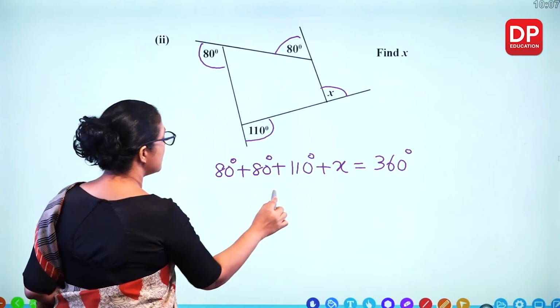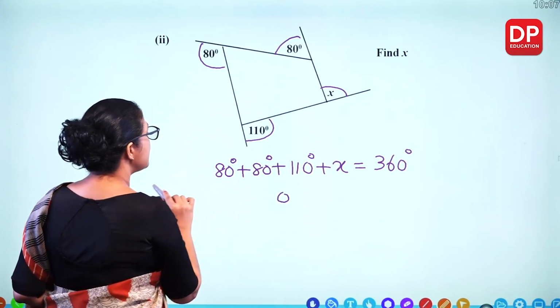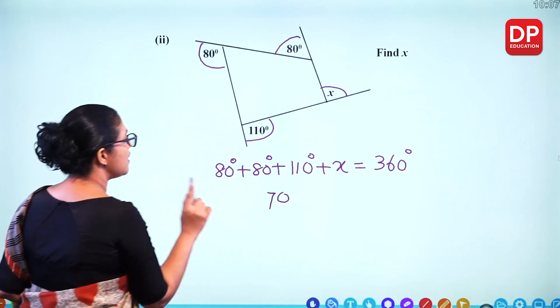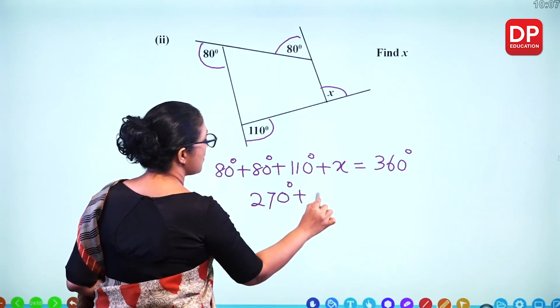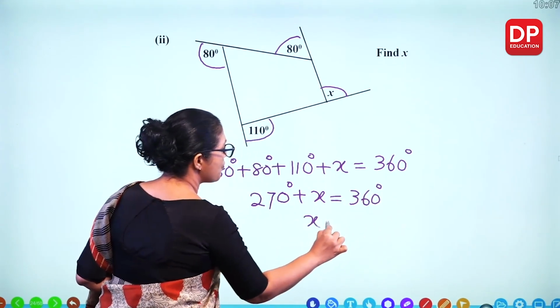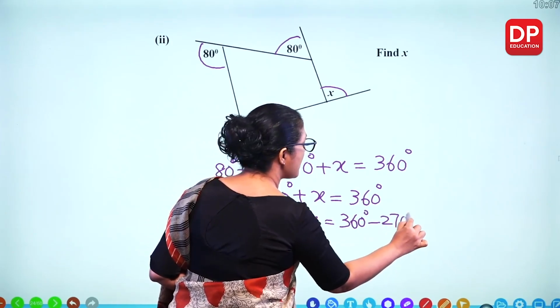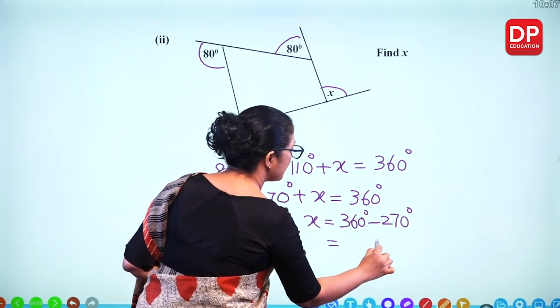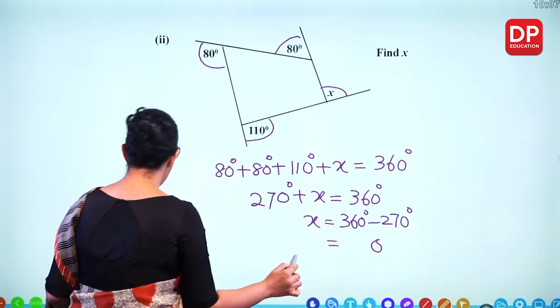So add these, we get 270. So 270 plus x equals 360. When you subtract 270 from that, you get the angle. So what's the angle?